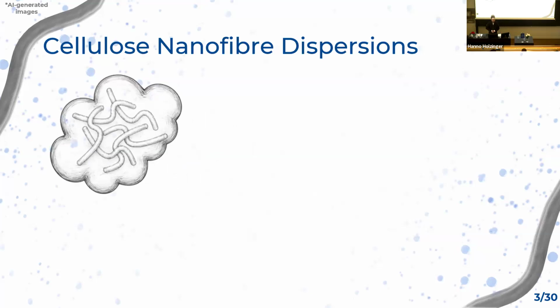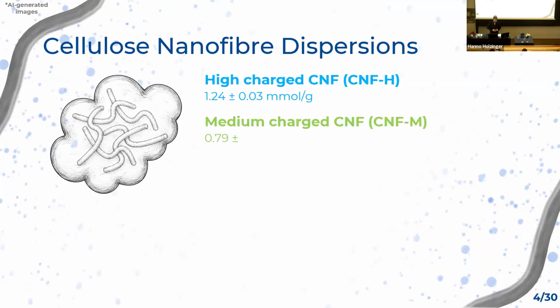Now, by adapting the chemical modification, the TEMPO oxidation, as I mentioned beforehand, and refining this step, you can tune the surface charge and therefore the colloidal properties of these dispersions. In our case, we modified this step so that we get 3 different surface charges ranging from 0.37 to 1.24 millimolar per gram. And why I'm bringing it up is because throughout the presentation, I'll be referring to these as low, medium, and high charged, also represented by these exact colors.